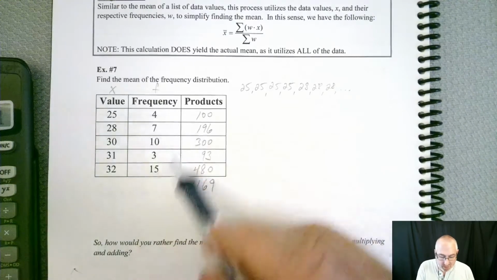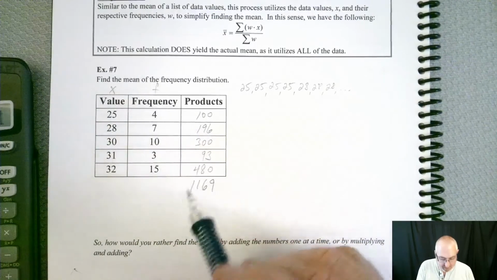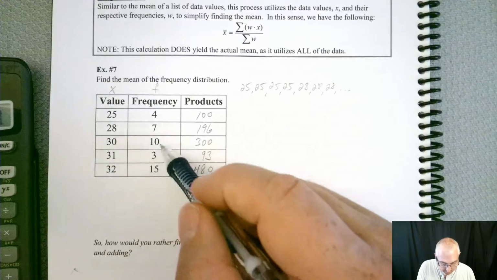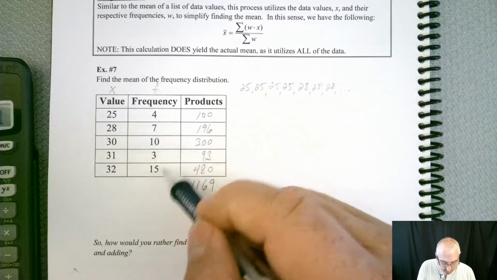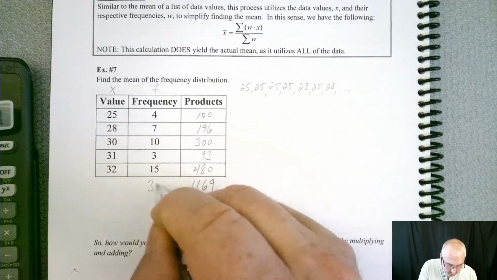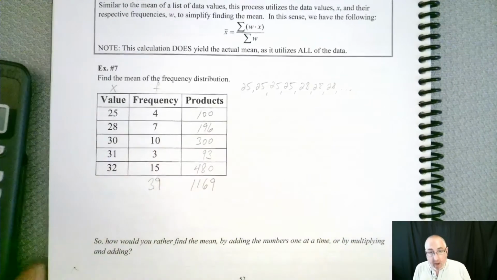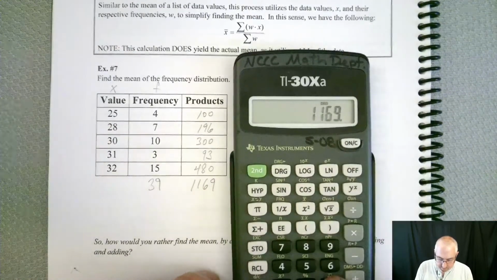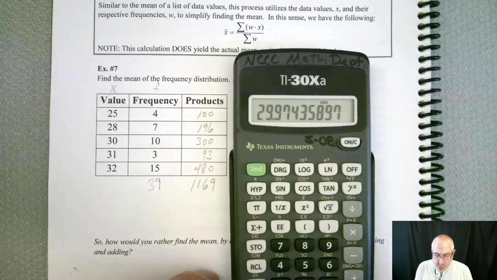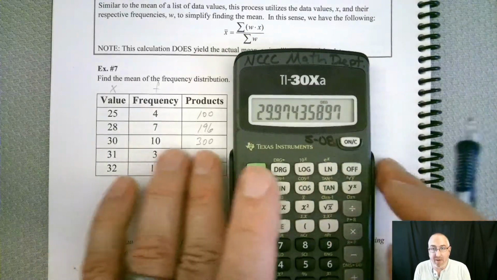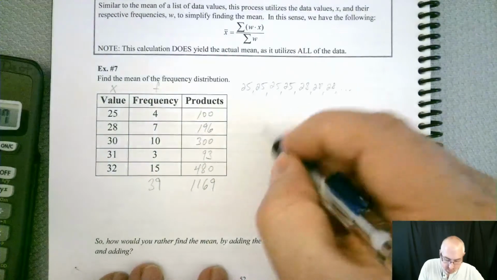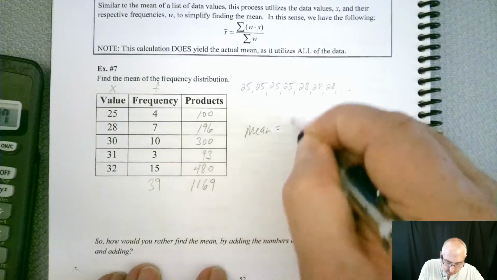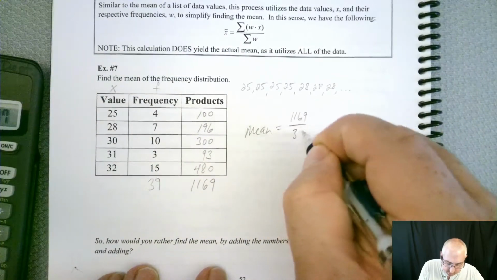Now we need to look at our frequencies. So if we add this up, what do we get? So we get 10, 20, 35, 39. So 39. And so now the last step is to divide. So the mean is equal to 1169 divided by 39.